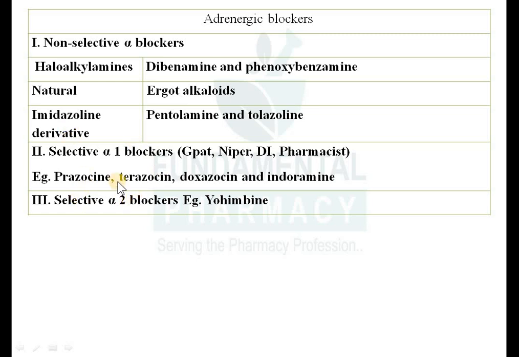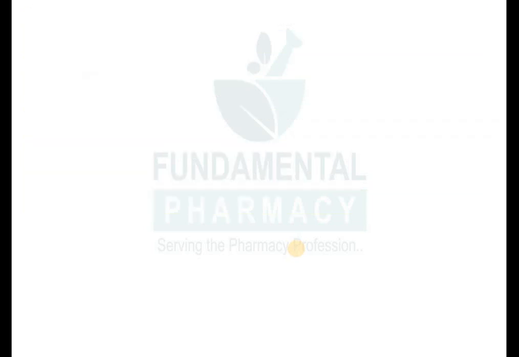So just try to remember zosin. Prazosin, doxazosin, then terazosin. Okay, so zosins are nothing but the alpha 1 blockers. In that also you have to remember indoramine is also one. The rest of the things are not important. Now this is the classification of adrenergic blockers, the alpha blockers. Another is beta blockers. We will see that in an upcoming slide. Before that we'll see individual drugs now.